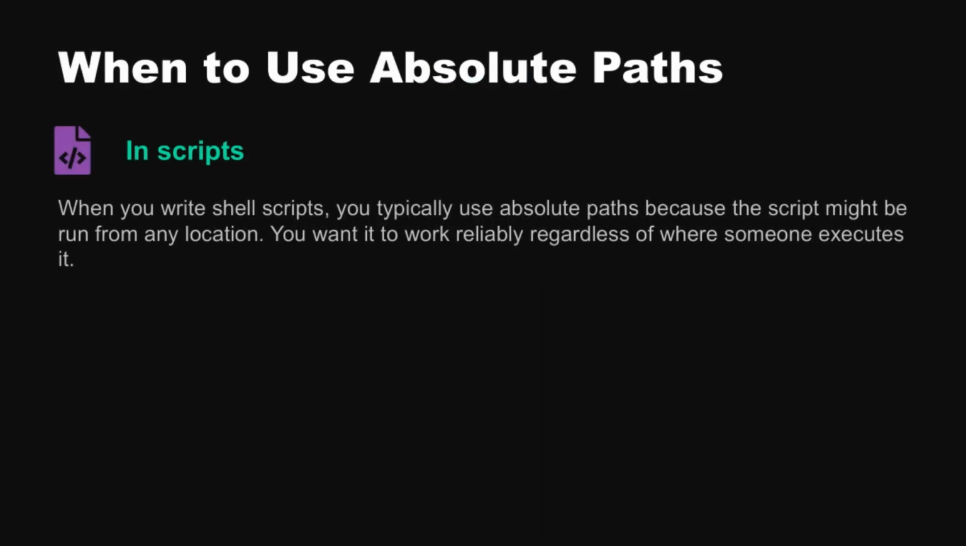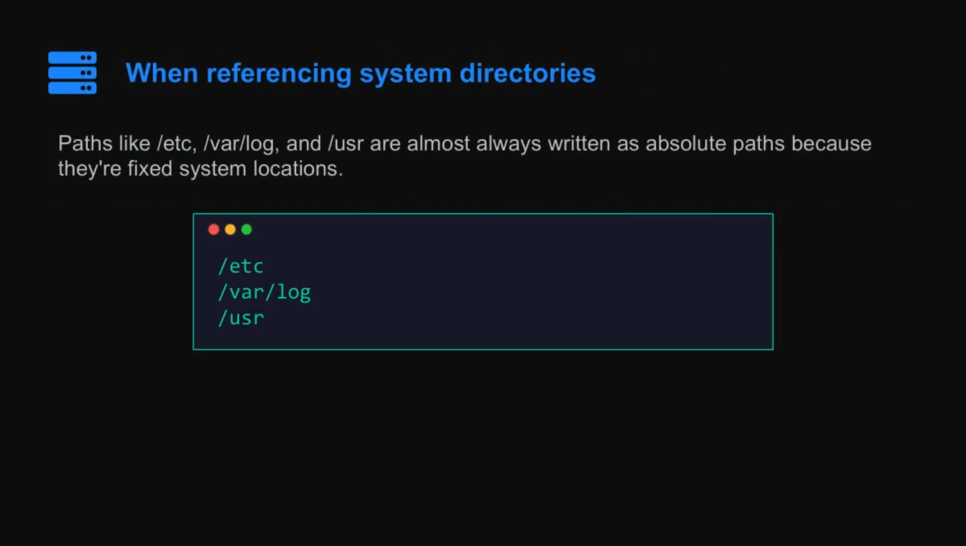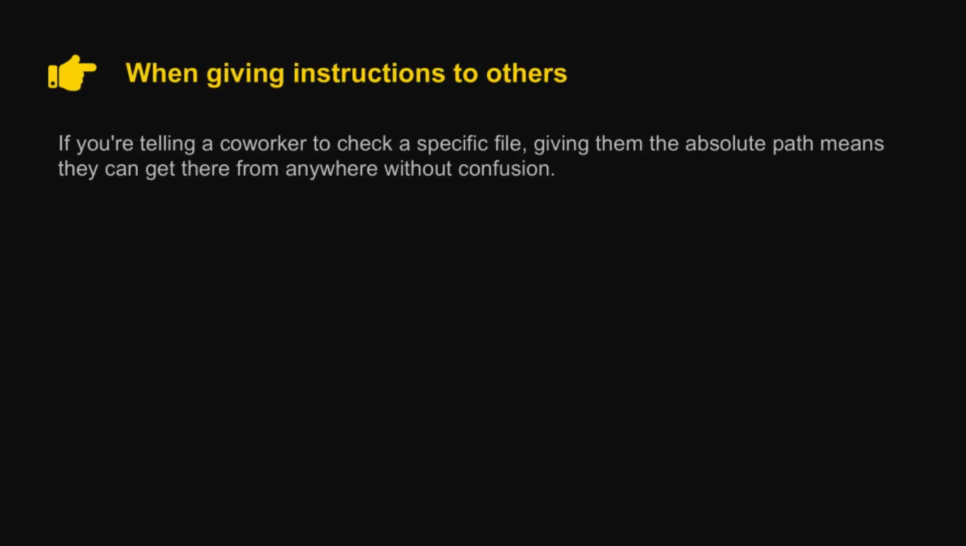You want to use absolute paths in scripts. When you write shell scripts, you're typically using absolute paths because the script might run from any location, and you want it to work reliably regardless of where someone executes it from. Also, when referencing system directories, these are typically written as absolute paths because they're fixed system locations. And when you're giving instructions to others, you want to use absolute paths. If you're telling a coworker to check a specific file, giving them the absolute path means they can get there from anywhere without confusion.